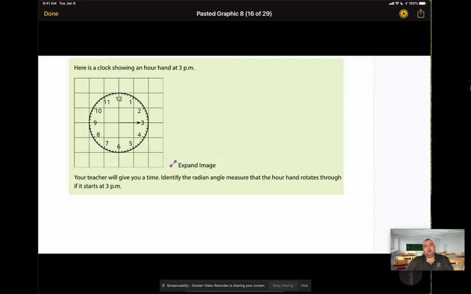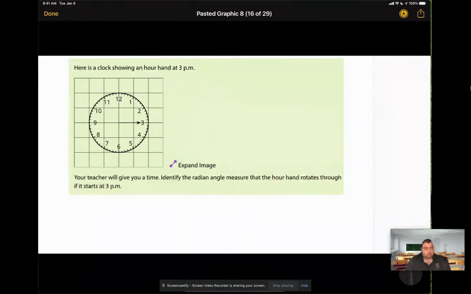All right, we are up to lesson 11 now, so let's go to our examples. Here's a clock showing an hour hand at 3 p.m. Your teacher will give you a time. Identify the radian angle measure that the hour hand rotates through if it starts at 3 p.m. So, a couple things before we start.